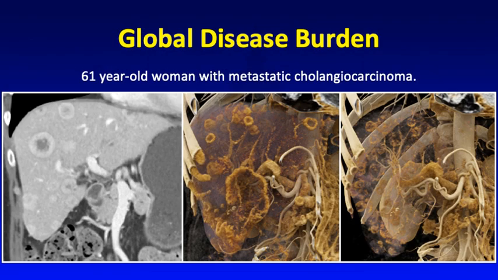And as I mentioned, a lot of what cinematic rendering can do is with communication. This is an example of a woman with widely metastatic cholangiocarcinoma throughout the liver, as you can see on the coronal images. But with the cinematic rendering, we can alter the background translucency of the liver so that in one image, you can really get a global view of just how many mets there are throughout the liver.